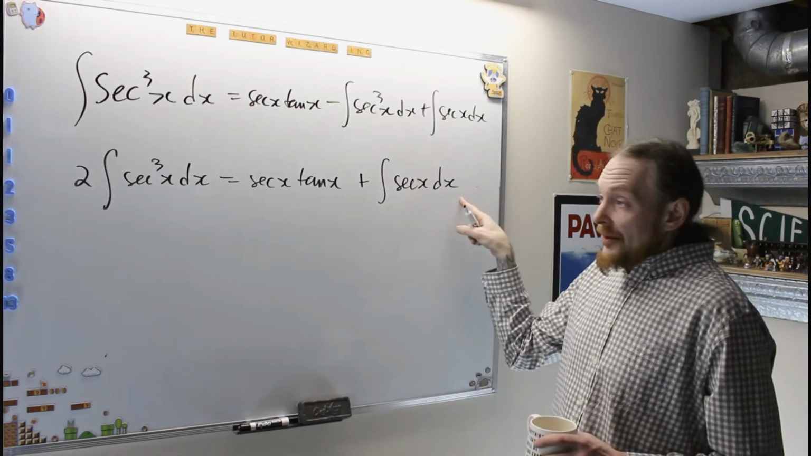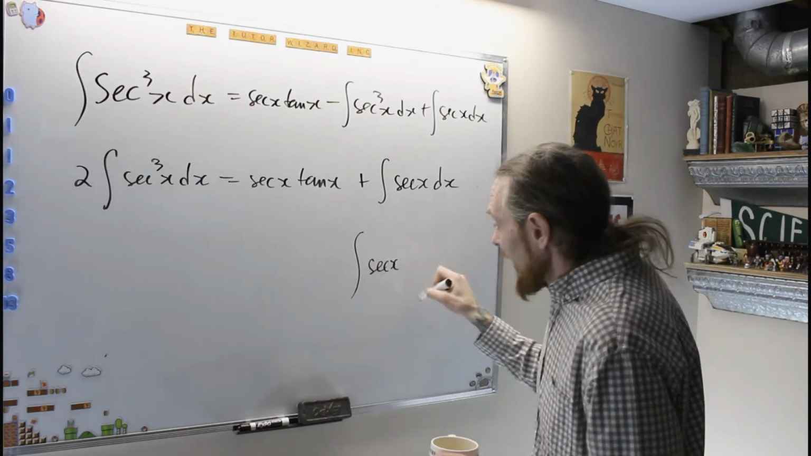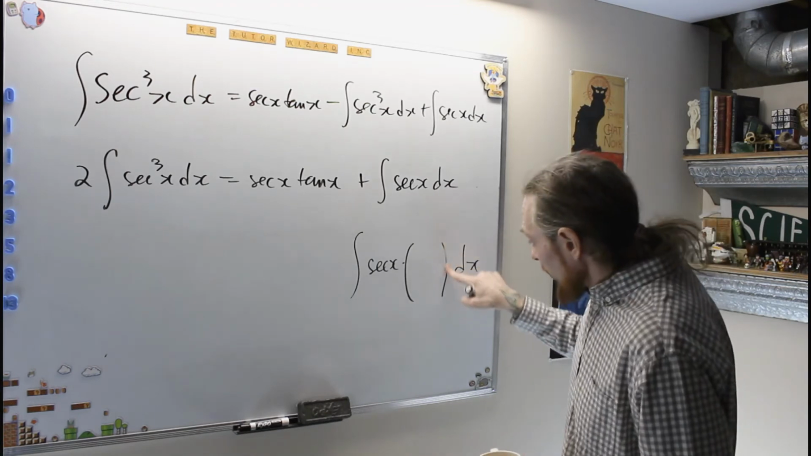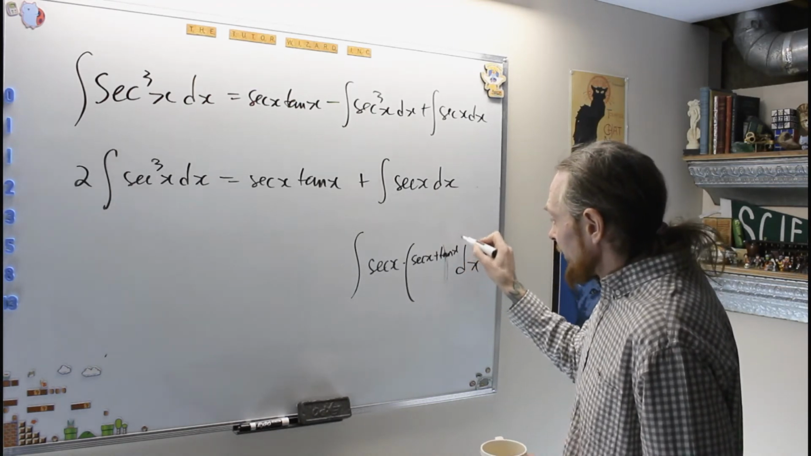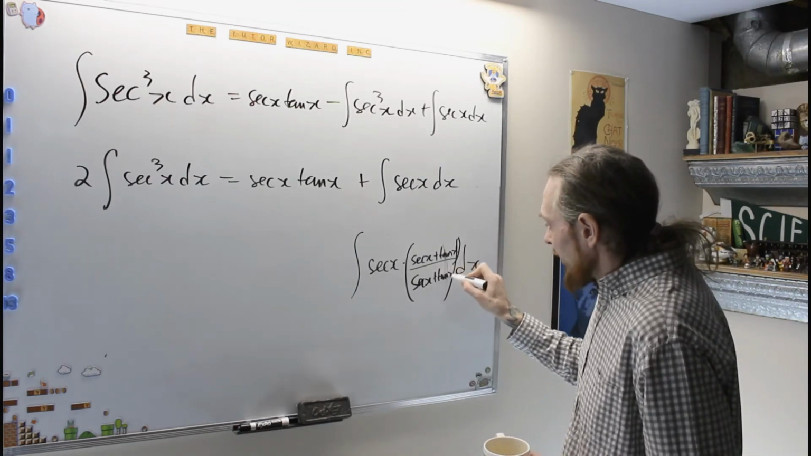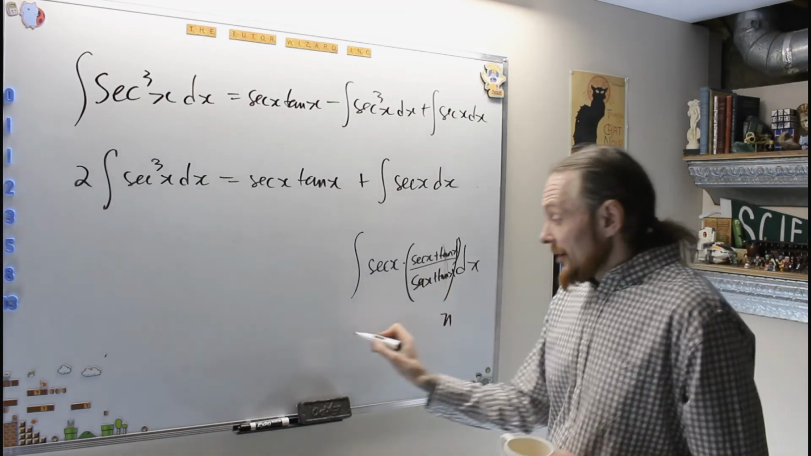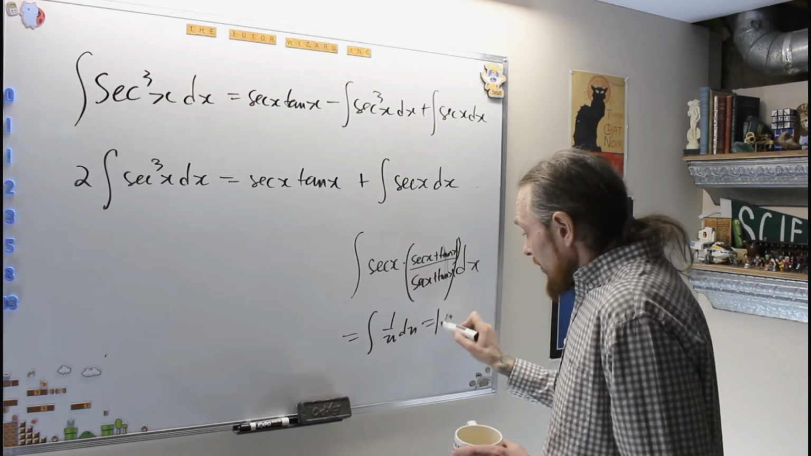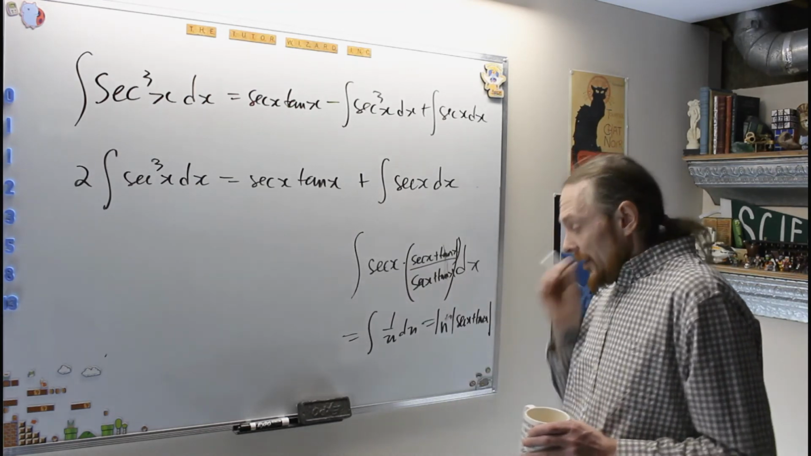This can either be another video, or I'm going to quickly do it now. The dirty trick for this is, I stole it from someone else. You multiply secant x by secant x plus tan x over secant x plus tan x, and then I let u equal secant x plus tan x. So this becomes the integral of 1 over u du, and then I get the natural log of the absolute value of secant x plus tan x, plus c.